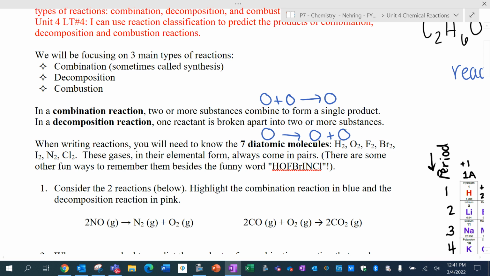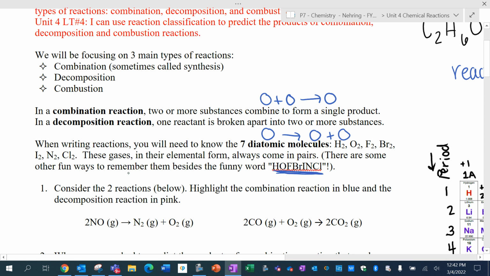Another thing to be aware of when we are writing out equations for reactions is that there are 7 molecules that we refer to as the diatomic molecules. That's H2, O2, F2, Br2, I2, N2, and Cl2. That sounds like a lot to remember. There's a fun word we can use to remember that: Hofbrinkel. So just keep in mind Hofbrinkel. That tells us the elements that come in pairs.